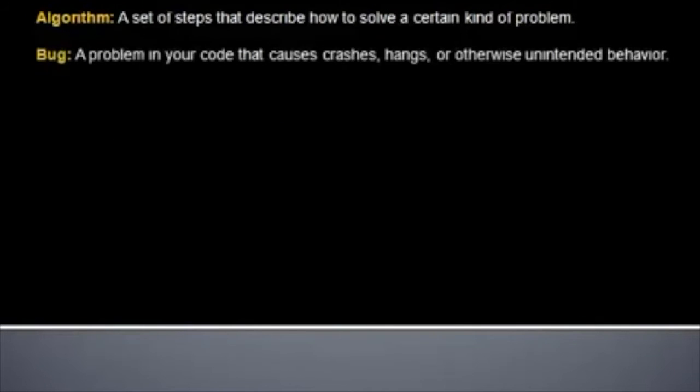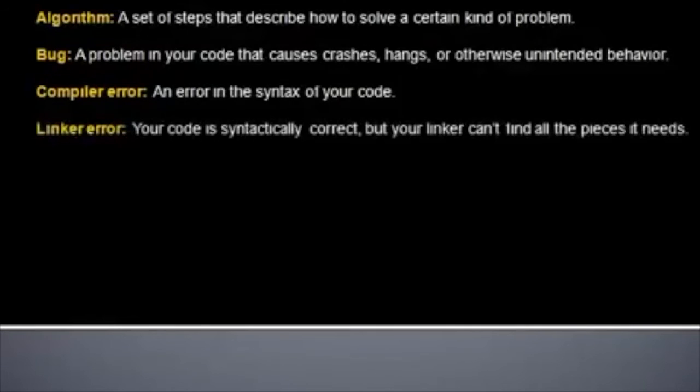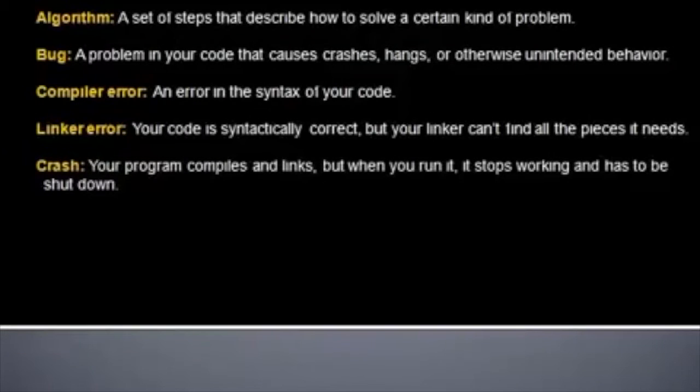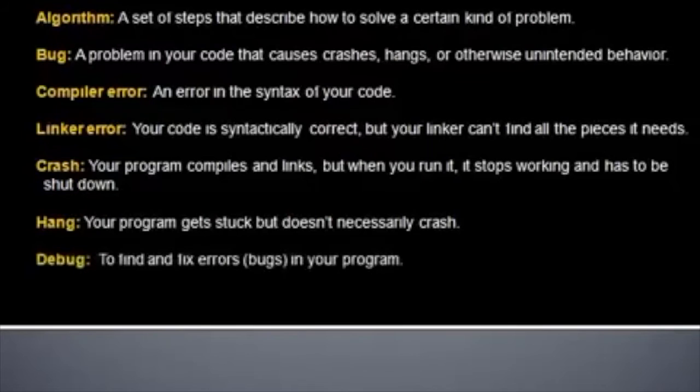Bug, a problem in your code that causes crashes, hangs, or otherwise unintended behavior. Compiler error, an error in the syntax of your code. Linker error, your code is syntactically correct, but your linker can't find all the pieces it needs. Crash, your program compiles and links, but when you run it, it stops working and has to be shut down. Hang, your program gets stuck but doesn't necessarily crash. Debug, to find and fix errors in your program.